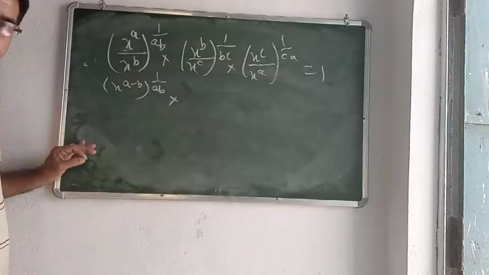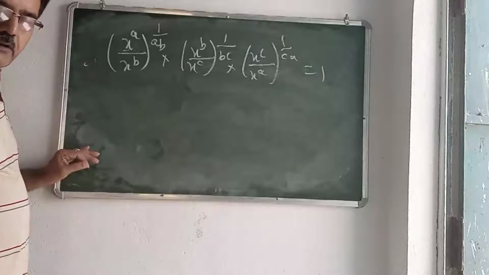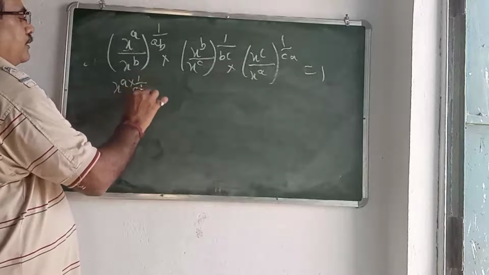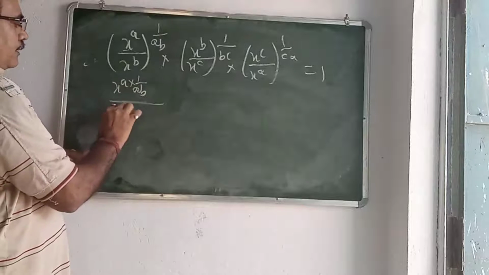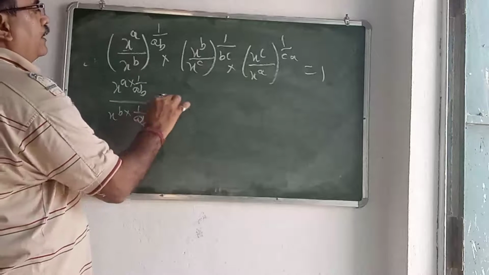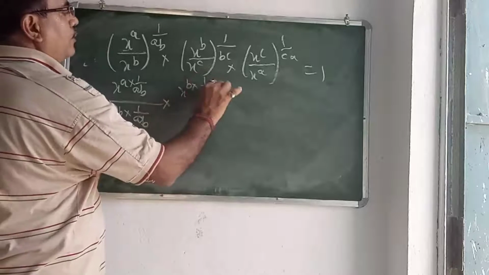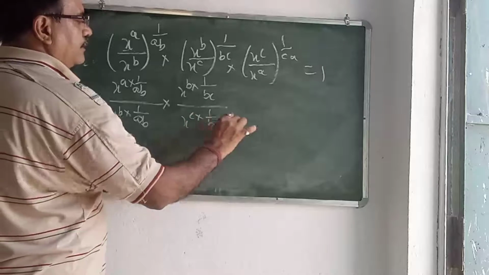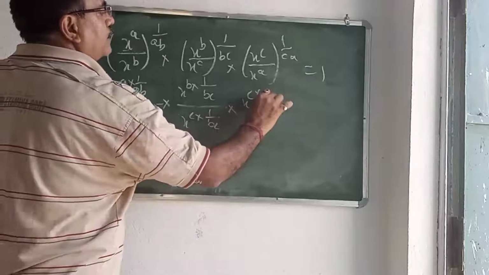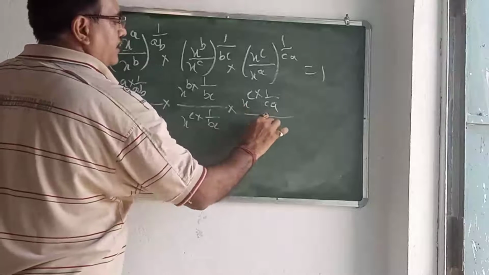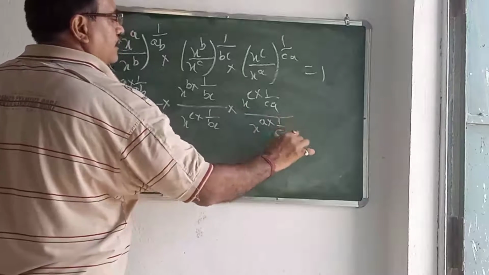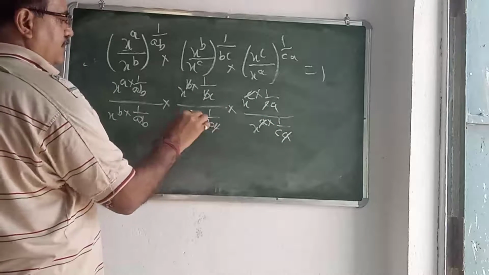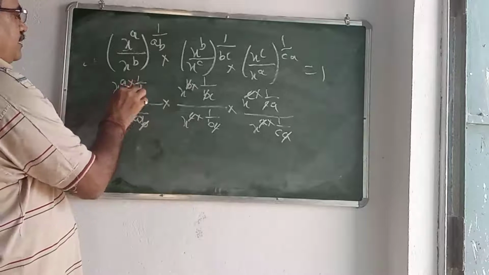Or another method, simple method you do. What? X to the power a, their power 1 by ab. Here x to the power b, their power 1 by ab. Into x to the power b into 1 by bc, x to the power c into 1 by bc, into x to the power c into 1 by ca, into x to the power a into 1 by ca. So this c will be cancelled, this a will be cancelled, this b will be cancelled, this c will be cancelled, here b will be cancelled, a will be cancelled.